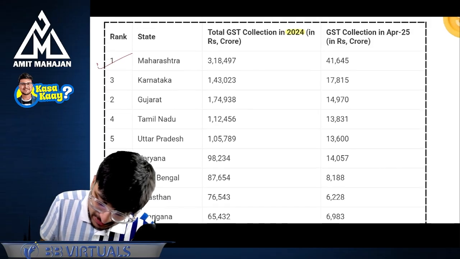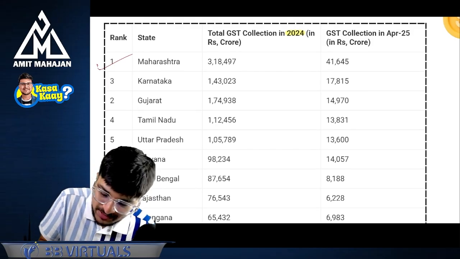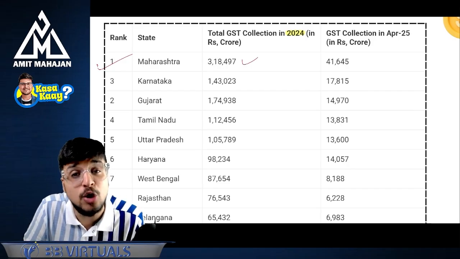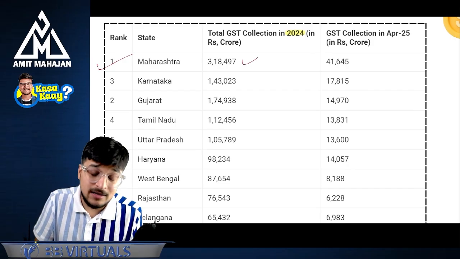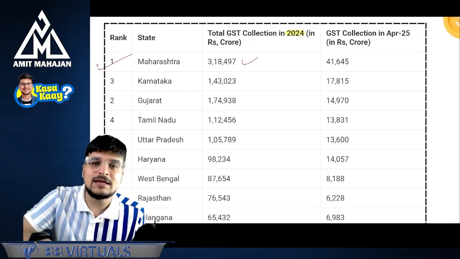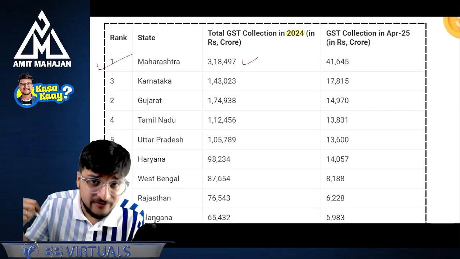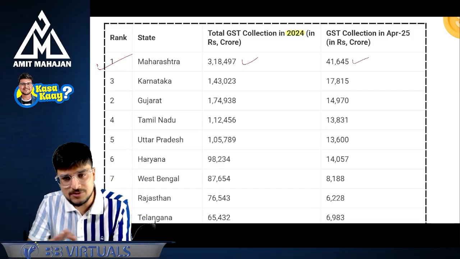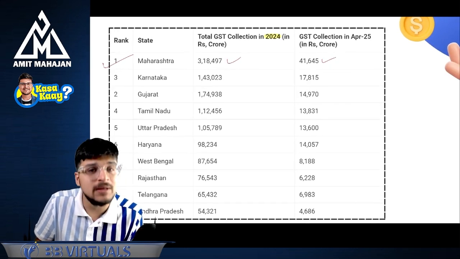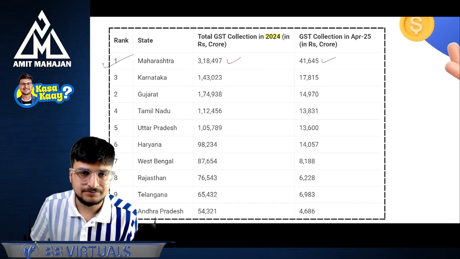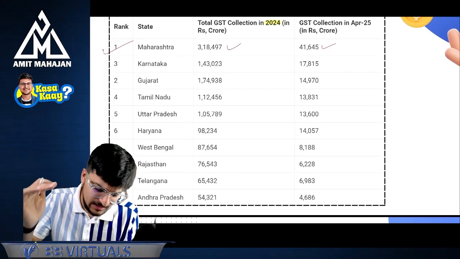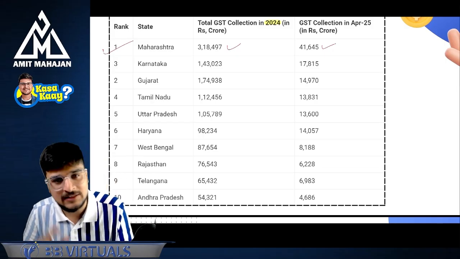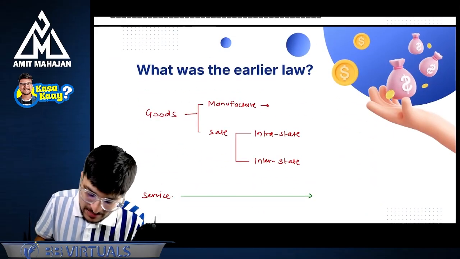If you can see this, Maharashtra, the total collection in 2024 was 3,18,497 crores in April last year, and only in the month of April 25 recent, it has 41,645 crore. This is only for information. Nothing is going to come in your exam related to this. Don't worry. Perfect. Then Karnataka, then Gujarat, Tamil Nadu, Uttar Pradesh, Haryana, West Bengal, Rajasthan, Telangana, and Andhra Pradesh. Perfect. Let's move ahead.